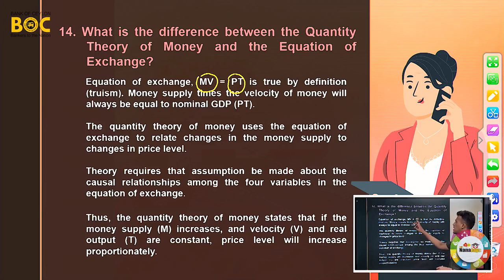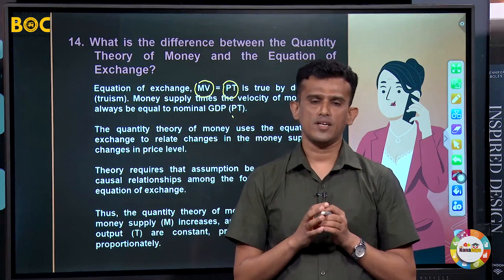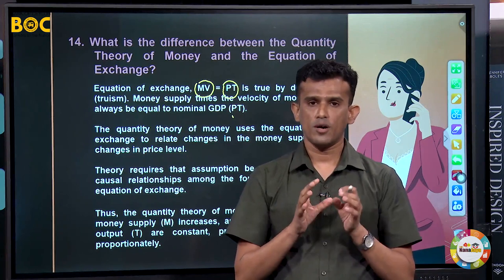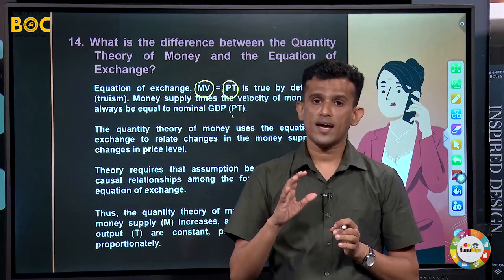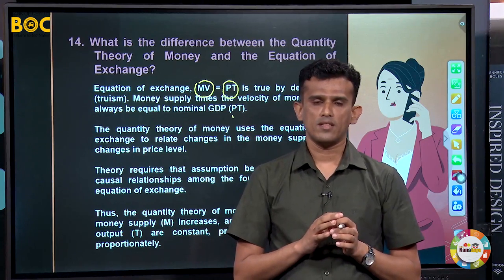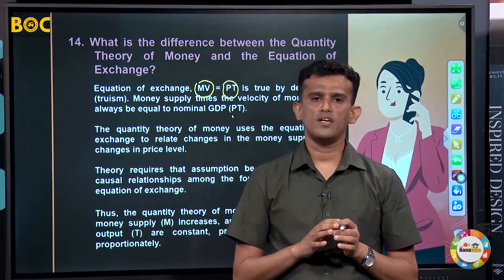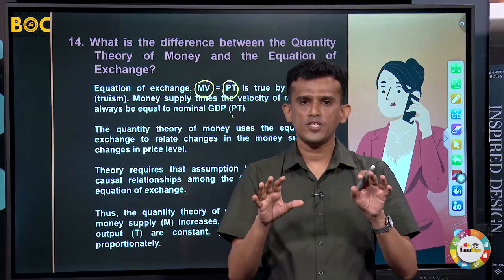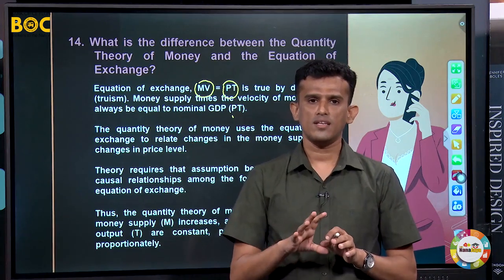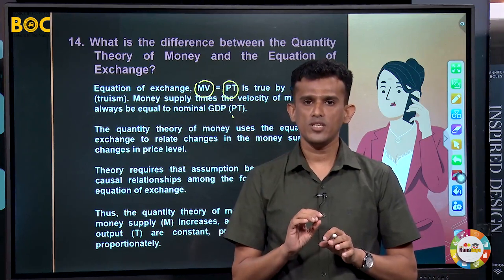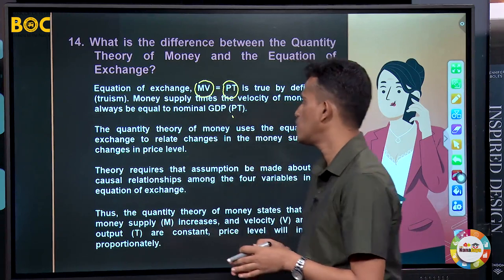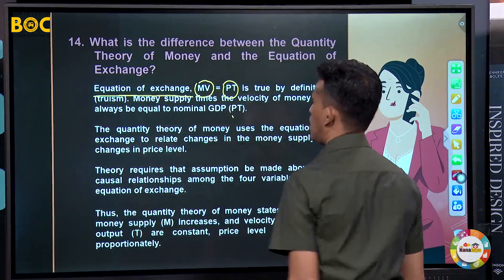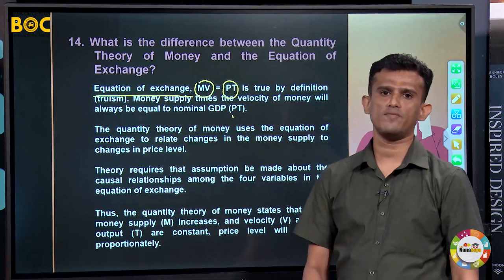The price level multiplied by the real output gives you the nominal GDP, the nominal value of output of the country. This nominal value of output of the country should be exactly equal to the total monetary expenditure of the economy during that given period of time. Right. So this exact relationship between the total money expenditure and the nominal GDP is shown through the equation of exchange. Therefore, we say that the equation of exchange is true by definition.